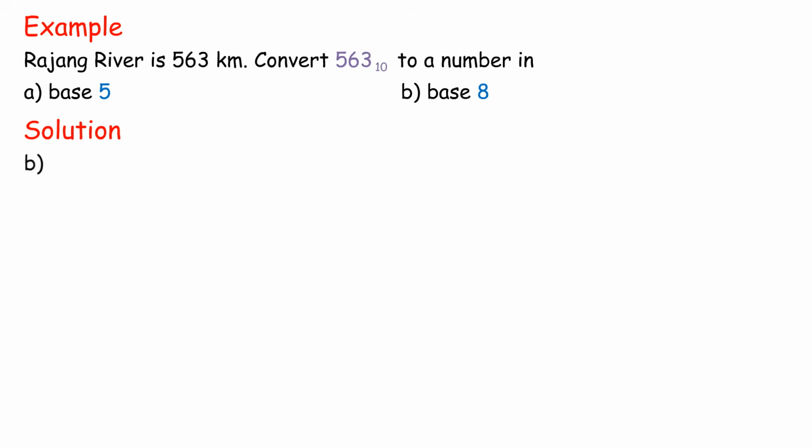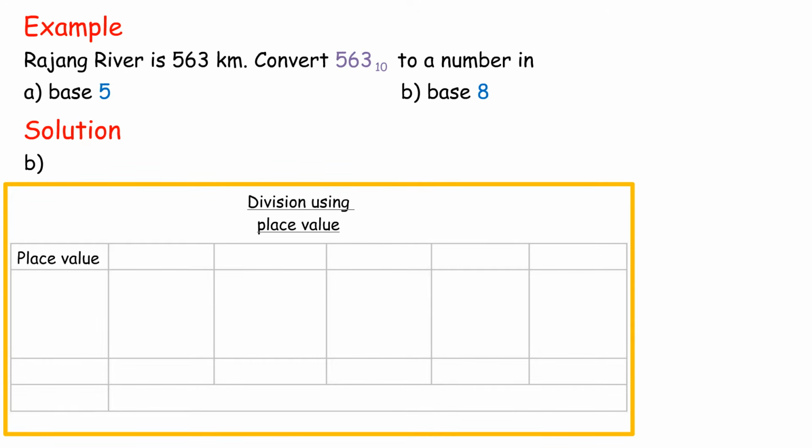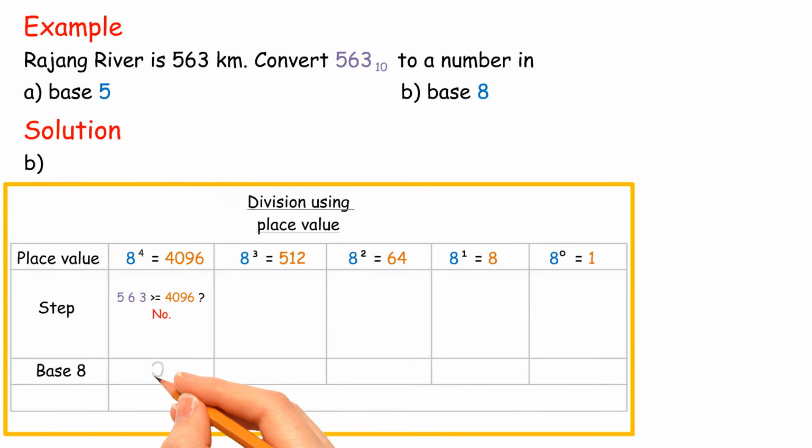B. Base 8. Method 1, division using place value. First, write down the place value. 8 to the power of 0 equals 1, 8 to the power of 1 equals 8, 8 to the power of 2 equals 64, 8 to the power of 3 equals 512, 8 to the power of 4 equals 4096. After that, let us check, is 563 greater or equal to 4096? No. Thus, write 0 in base 8. Then, is 563 greater or equal to 512?